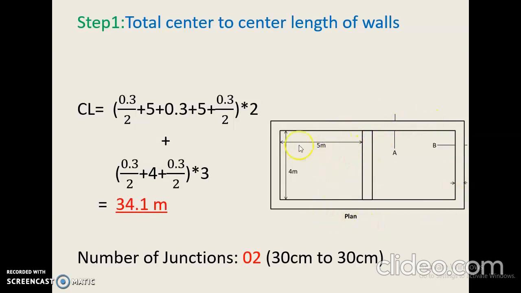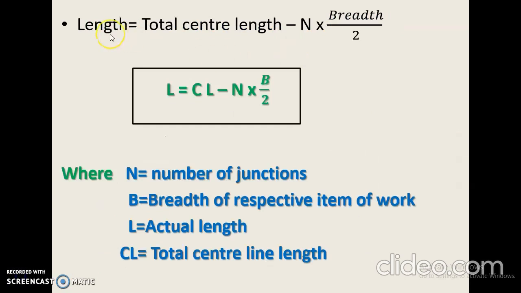Now in the given plan there are 2 points where 3 walls are meeting. So these are considered as junctions for this centerline method. This is 1, with 3 walls. Here is one more, with 3 walls. Let us calculate the length.